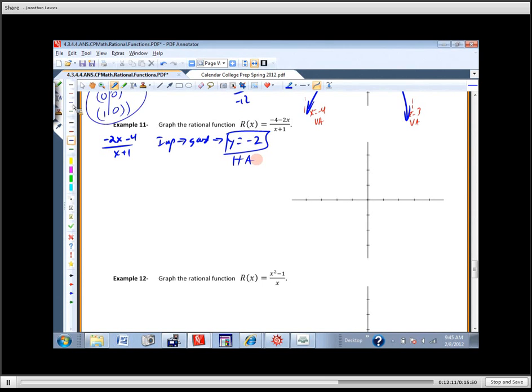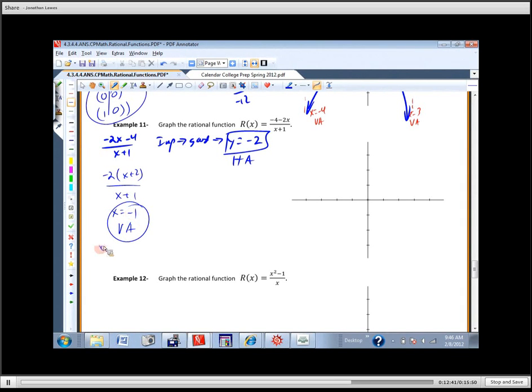Next up, factor, right? So this would be negative 2, x plus 2, over x plus 1. What's the problem in the domain? Negative 1. Does it cancel? Nope. So what is it? Vertical asymptote. So that quickly we've identified the horizontal asymptote and the vertical asymptote.